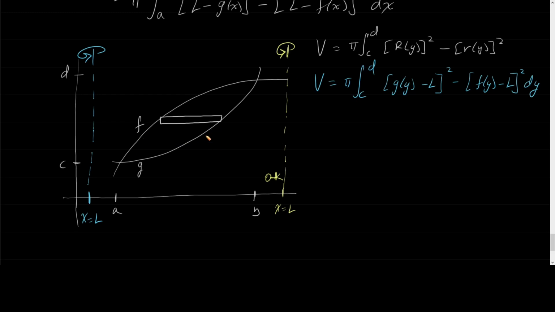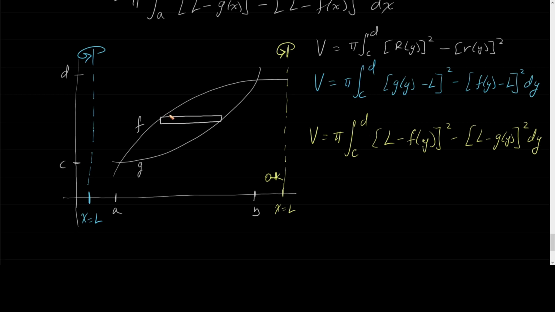So what I end up with here is that the volume is going to be pi times the integral from c to d of L minus the big radius first, which is f of x, this distance. And I should be saying f of y, sorry. F of y squared minus L minus g of y squared dy. All right. So there you go.